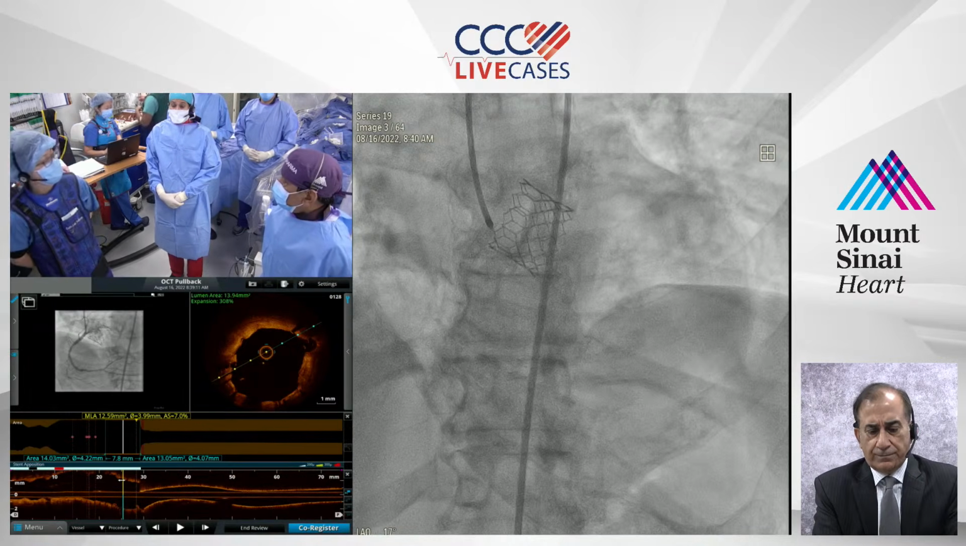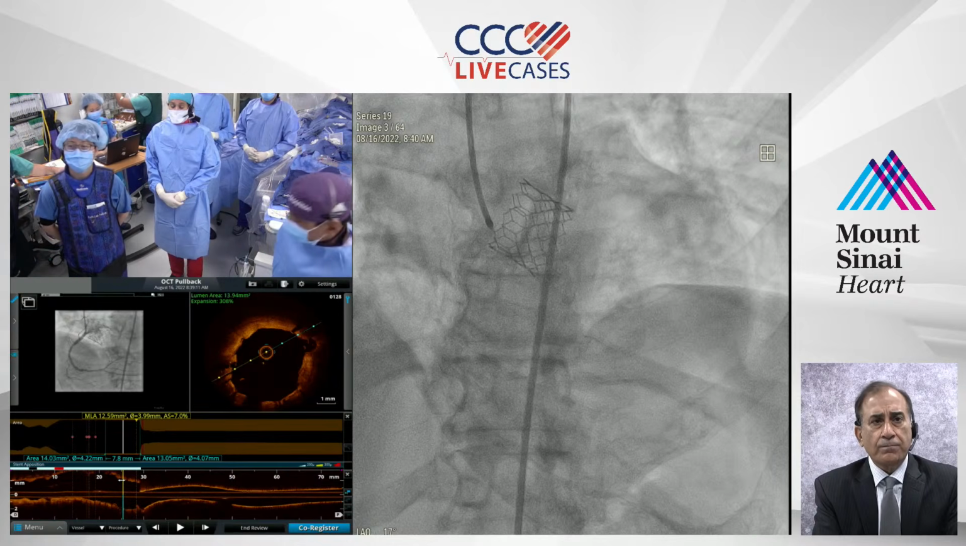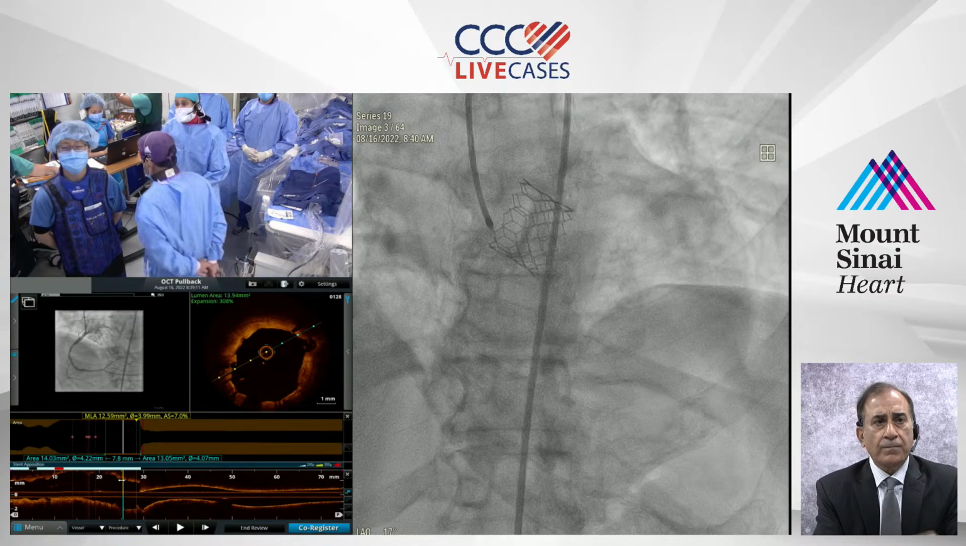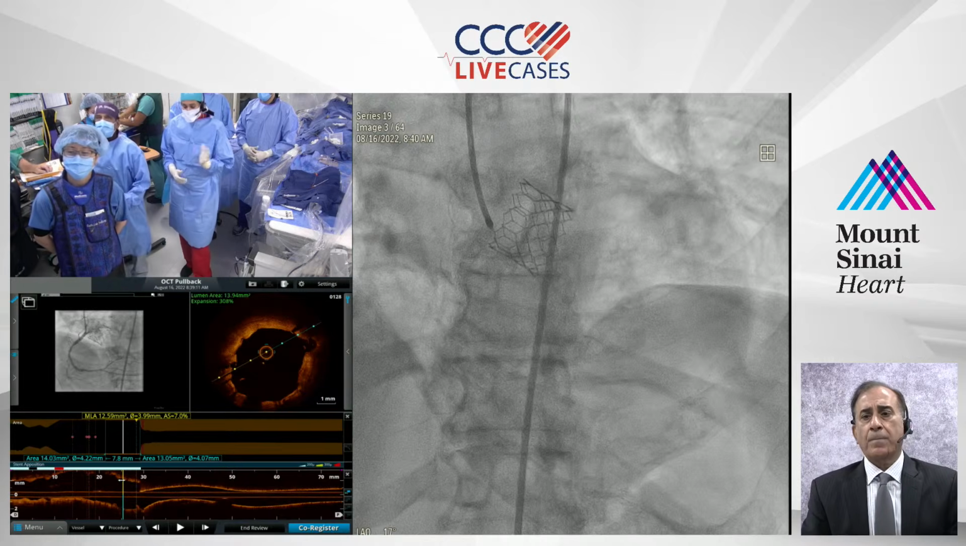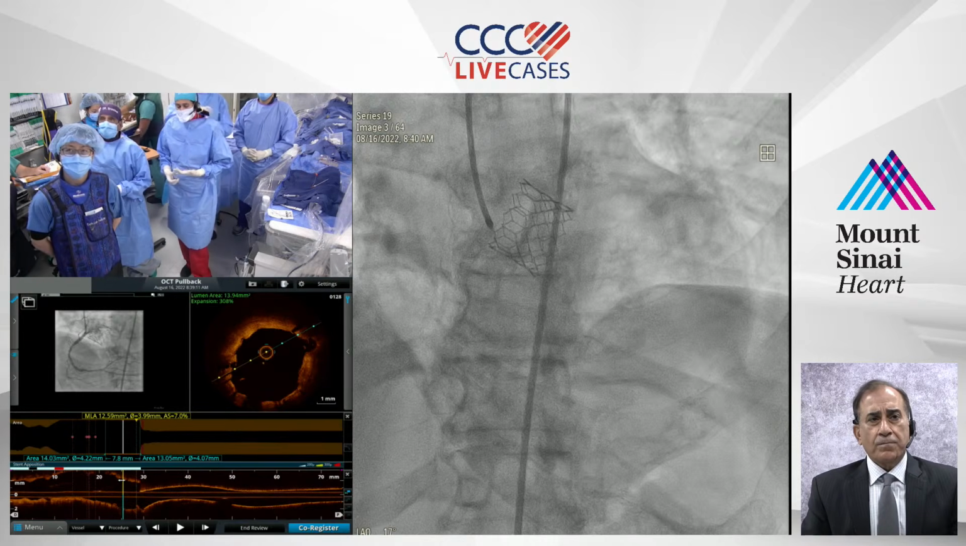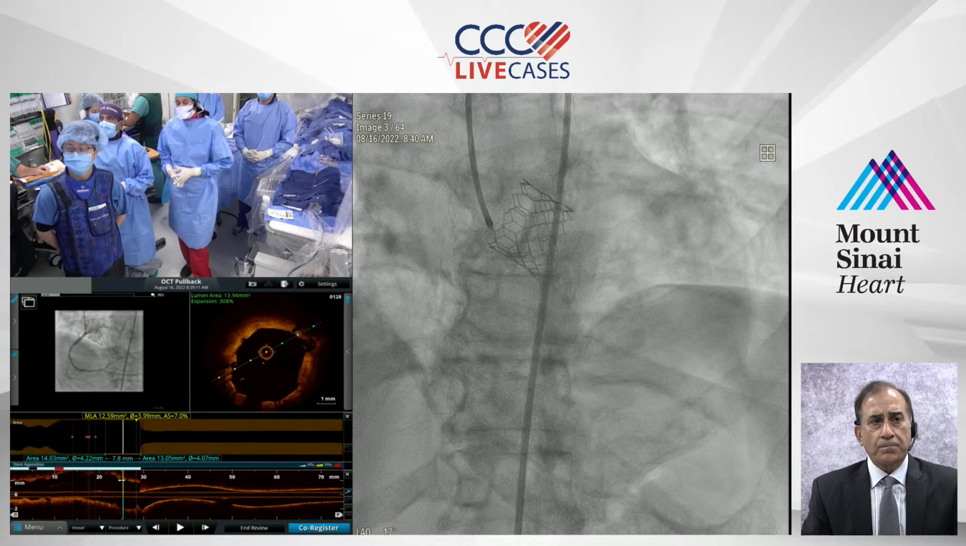Yeah, since a lot of the dye is lost from the side hole, you don't have a crisp picture. That's why we had to do this. Otherwise, if this case was being done with IVUS, we would have used a side hole rather than having a damped pressure all the time.